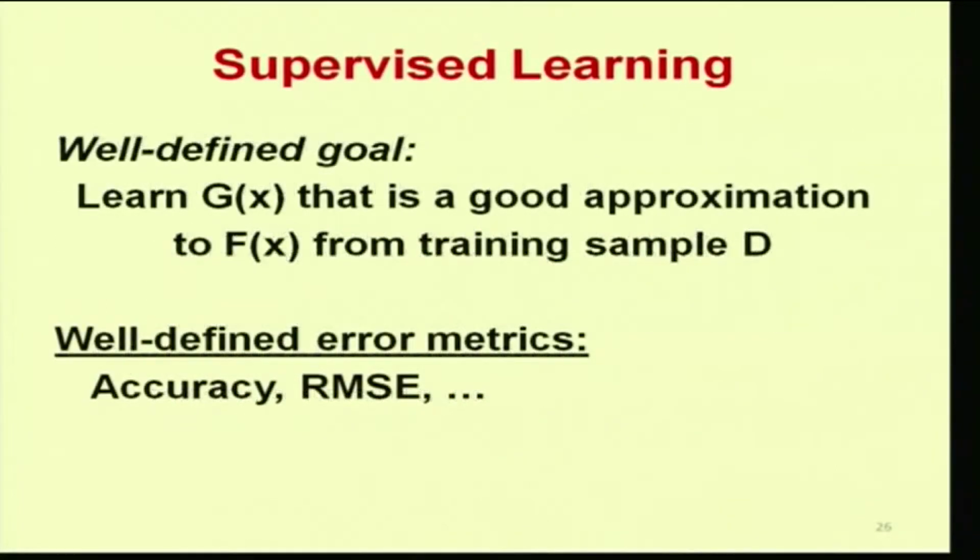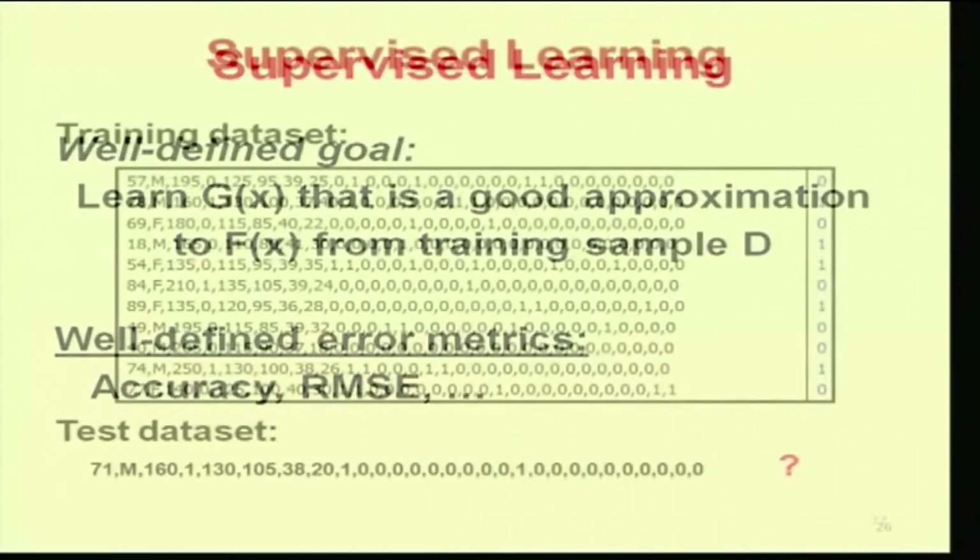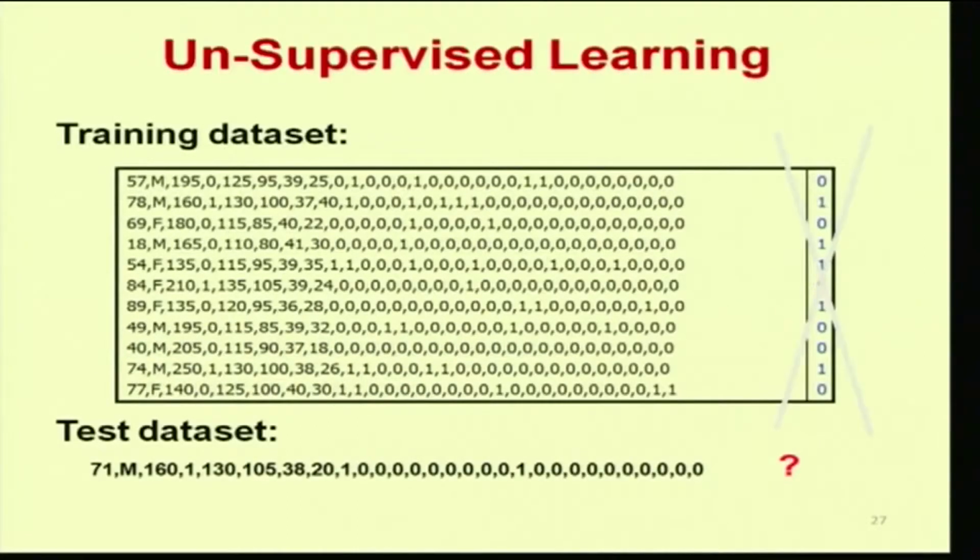So, this is a well defined goal, and if you get a good approximation g(x), you should be quite happy. The measures of accuracy include root mean square error. These are methods in which the learning coefficient is measured. So, this is the training data set, this is the test data set.